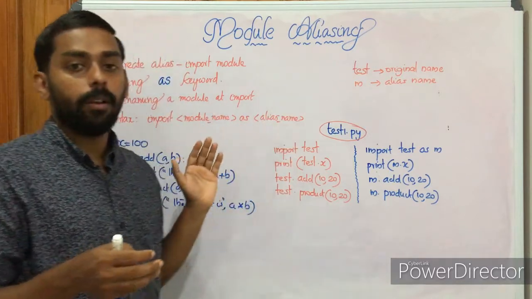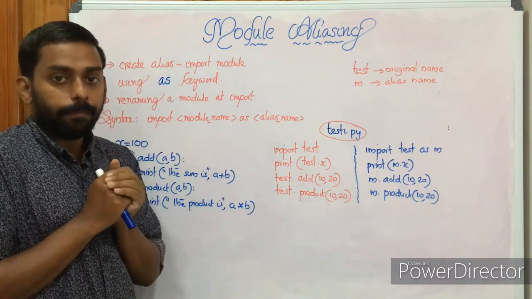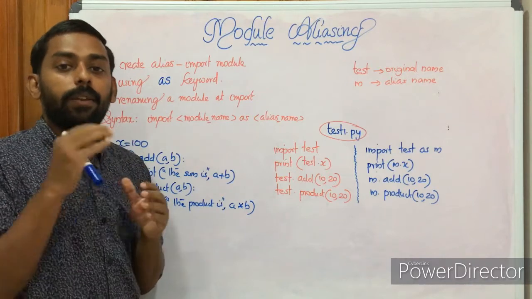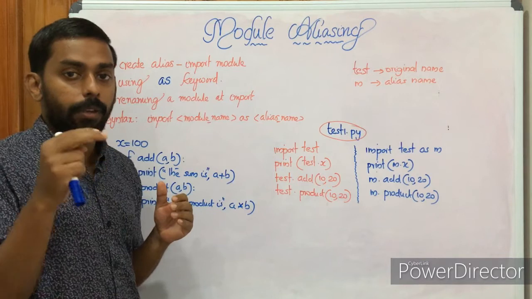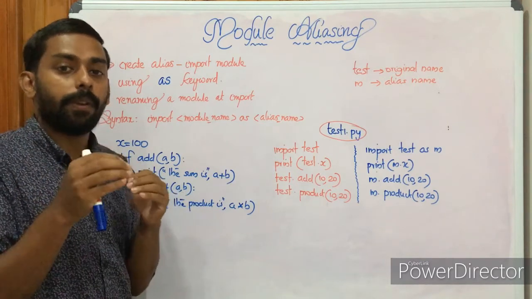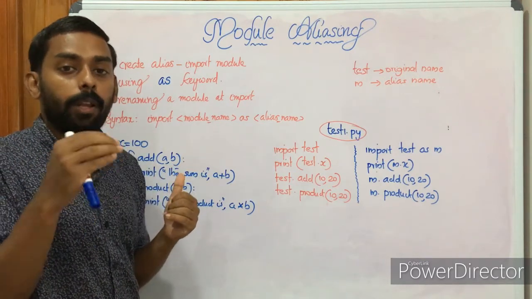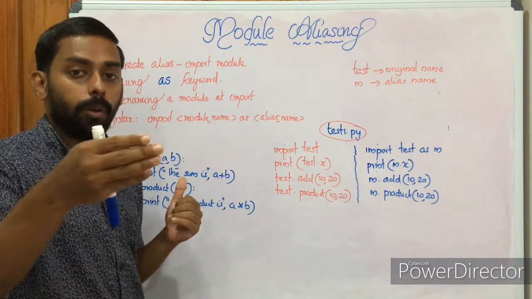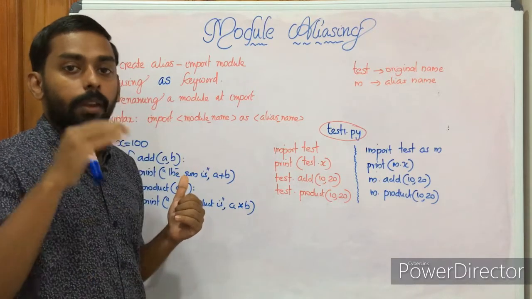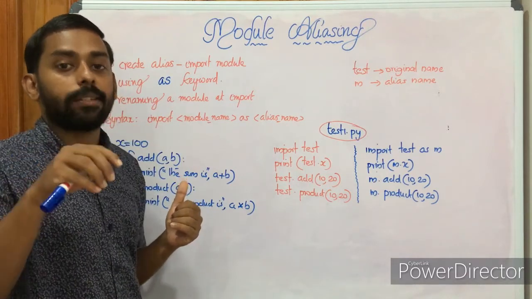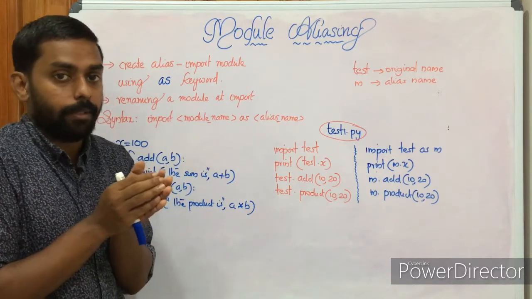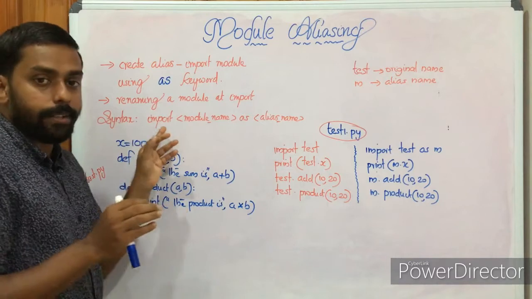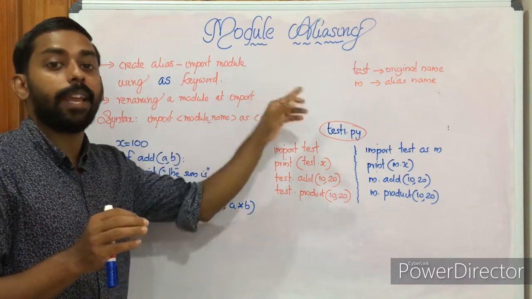So this is what module aliasing is. Aliasing means giving a different name, so there will be two names if you give an alias. The concept is that at the time of importing a module, we can give another name to the module being imported into the program, using the keyword as, which is used to rename an object. It follows this syntax: import module name as alias name.